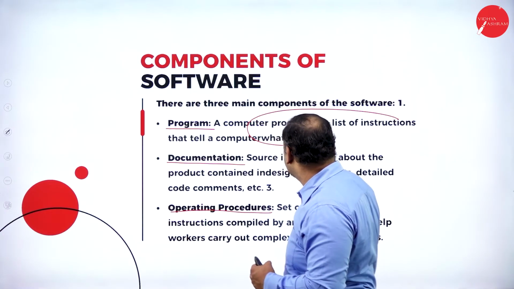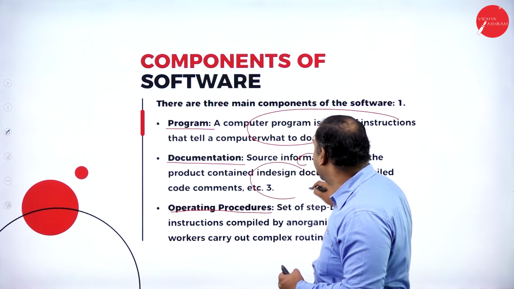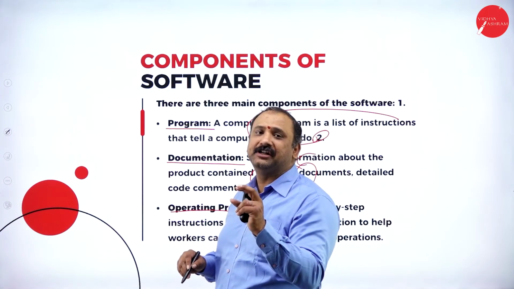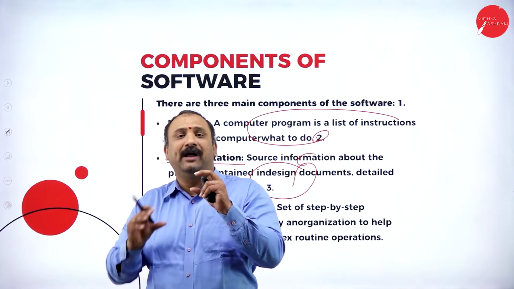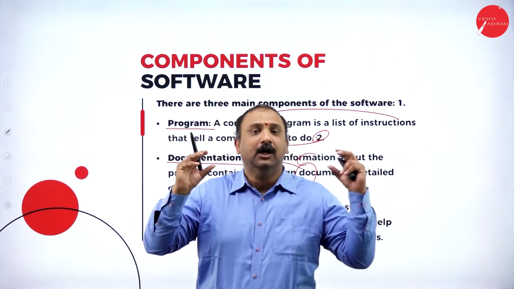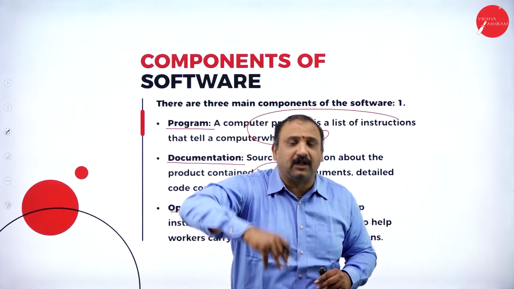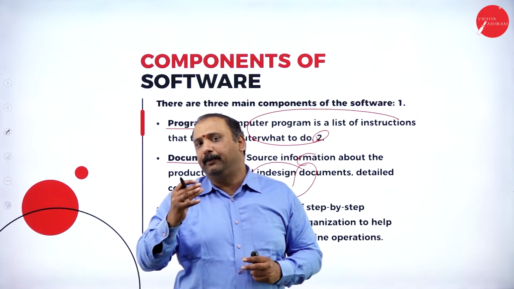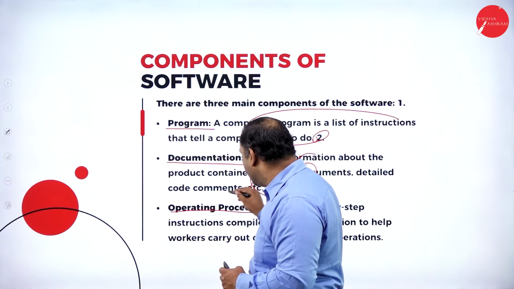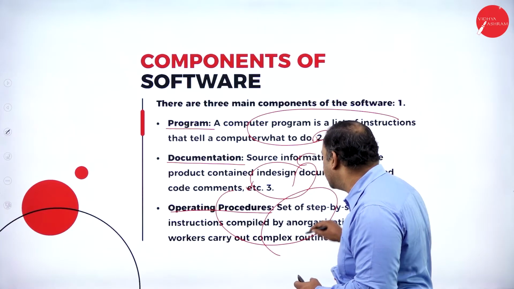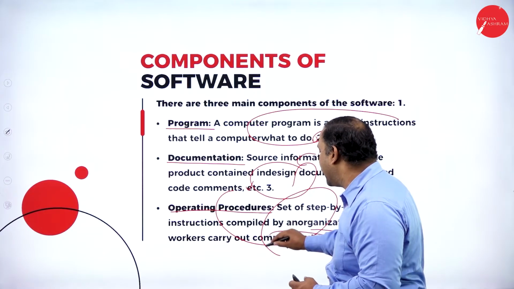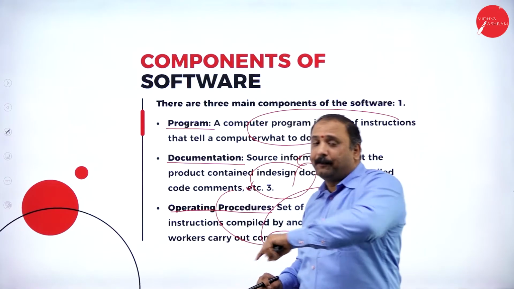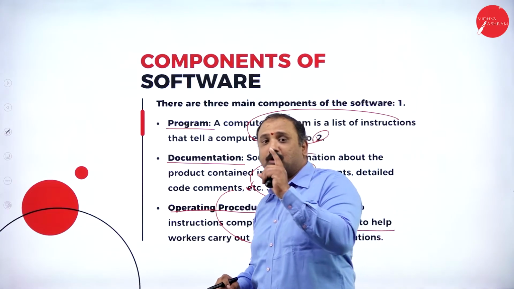The documentation is a source of information about the product contained in design documents, the detailed codes and comments. So when I talk about documentation, the word immediately gets onto an enlarged, extended file altogether, which will have a set of instructions, complete manuals and tasks that need to be done by the computer over a given period of time. Now, the operating procedure: step-by-step instructions compiled by another organization to help carry out the worker's complex routine operations. So operating procedure is different from documentation and program.